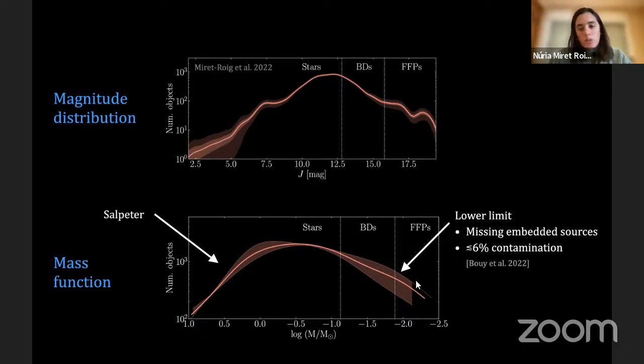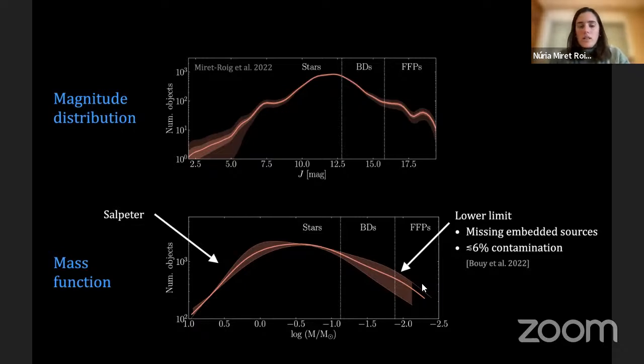It's important to remind you that here we will be missing some of the sources. So we know that our sample of free-floating planets is not complete, but a lower limit, because there is a lot of extinction, and in this area, it's likely that we are missing objects. At the same time, we tested that the contamination rate of our sample is very low. So this is only a lower limit on the true number of free-floating planets that we are expecting in this region.